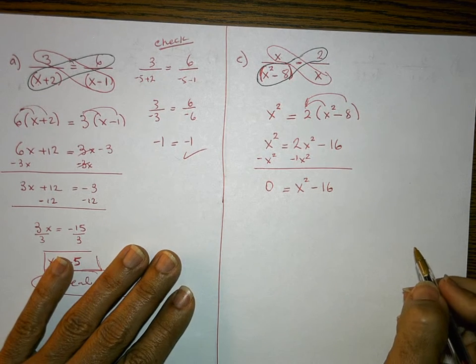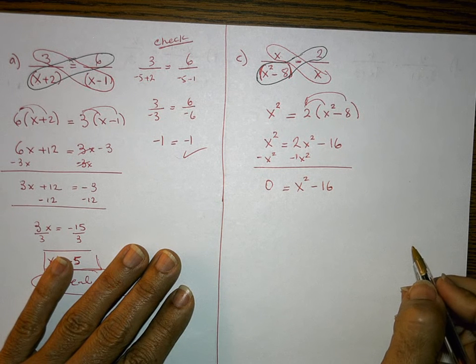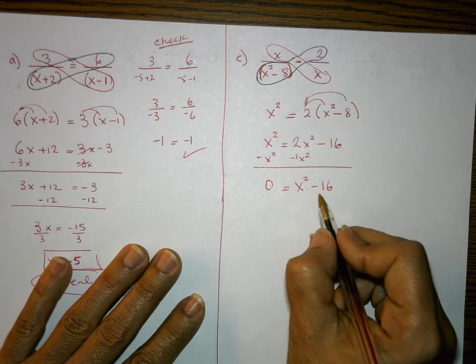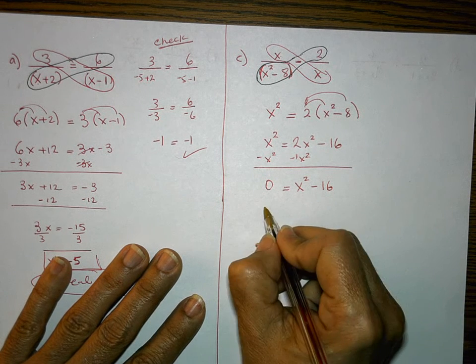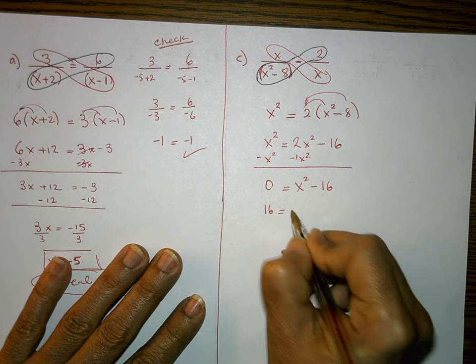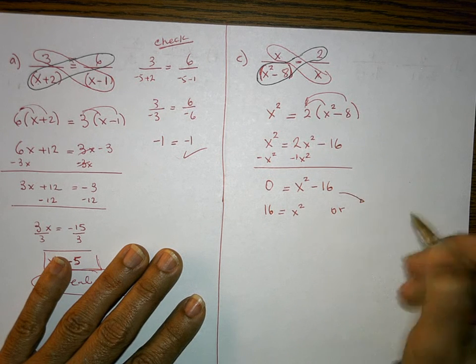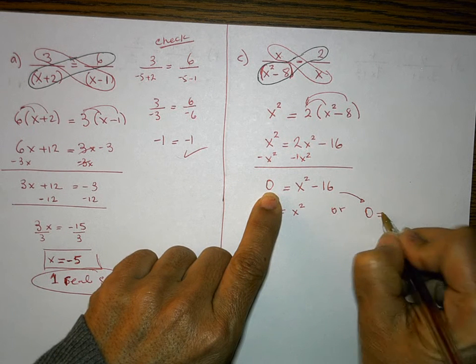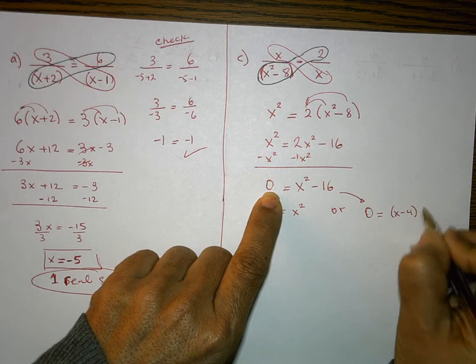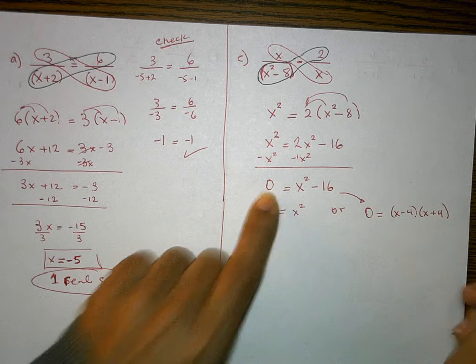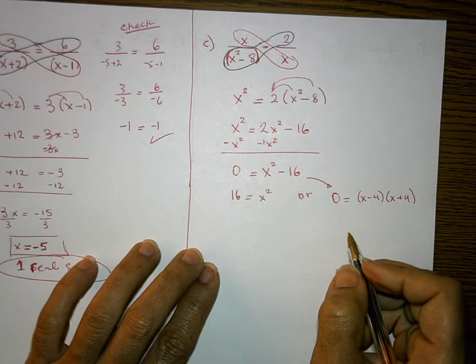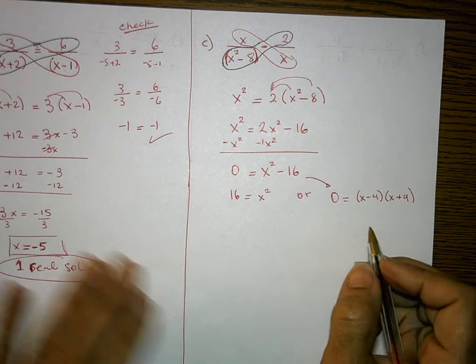Immediately, I see a difference of squares, and that is okay with me. Some students say, oh, I'm going to add 16 to the side. That is okay as well. 16 equals x squared. Or they immediately see a difference of squares. They see 0 equals x minus 4 and x plus 4. I'm just trying to do it both ways. However you see it is fine with me.